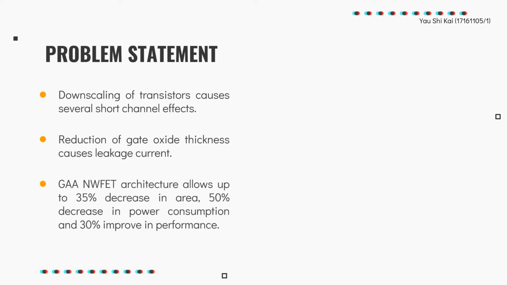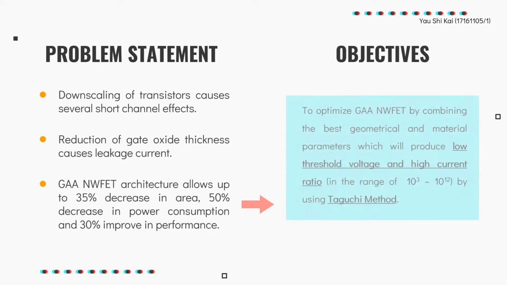According to Samsung Electronics, GAA nanowire FET architecture allows up to 35% decrease in area, 50% decrease in power consumption and 30% improvement in performance. This comes to my second objective: to optimize GAA nanowire FET by combining the best geometrical and material parameters which will produce low threshold voltage and high current ratio in the range of 10 to the power of 3 to 10 to the power of 12 by using Taguchi method.